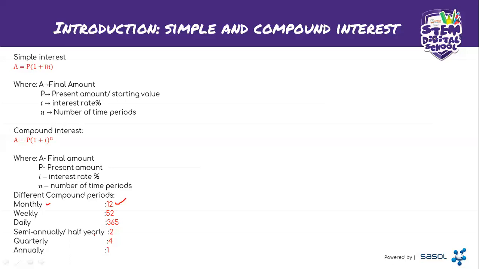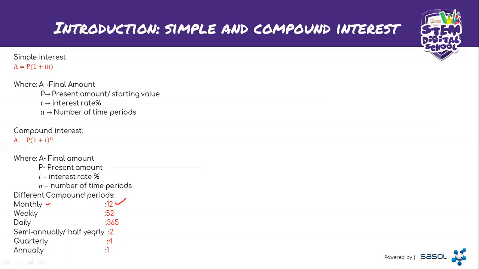Then we go to quarterly, which is 4. Quarterly is an interval of 3 months. So how many 3 months do we have in a year? It's 3, 6, 9, 12, so it's 4. It's 4 in terms of quarterly, because the interval is 3 months there. And then annually, of course, is 1, because annually we're referring to a year. So it's very important to know how we use this compounding period.